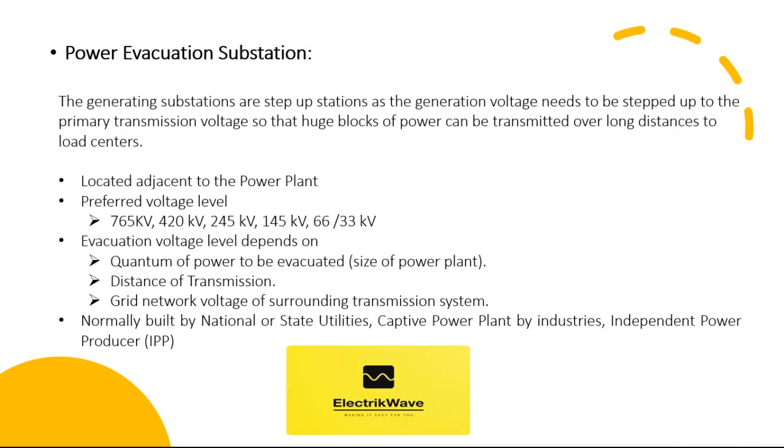420 kV, 245 kV, 145 kV, 66 kV, 33 kV. Evacuation voltage level depends on quantum of power to be evacuated, size of power plant, distance of transmission, grid network voltage of surrounding transmission system. Normally built by national or state utilities, captive power plant by industries, independent power producer, IPP.